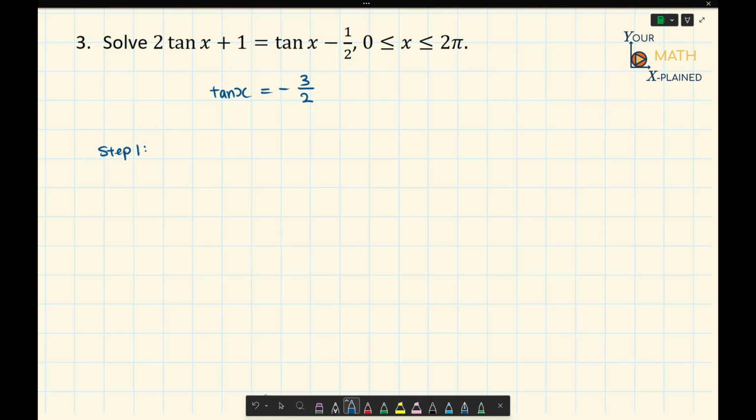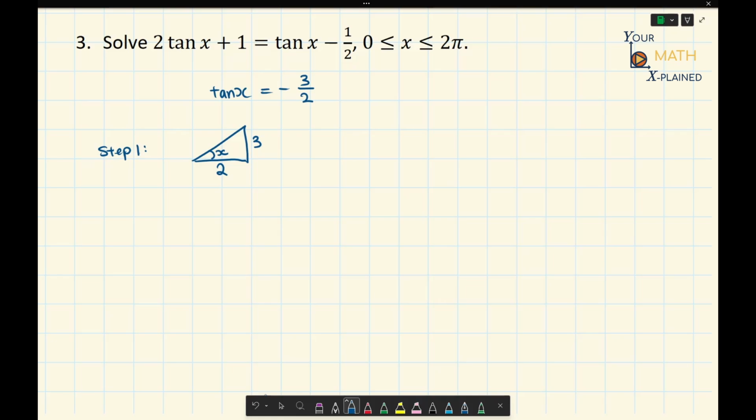We're going to find the reference angle. So we're going to draw a triangle with our angle x. And again, we're going to go ahead and ignore the negative sign. So tangent x is going to be opposite over adjacent. So that means it'll be 3 here and 2 here. So now notice that this is not one of those special triangles, which means we're going to have to resort to a calculator to find our reference angle.